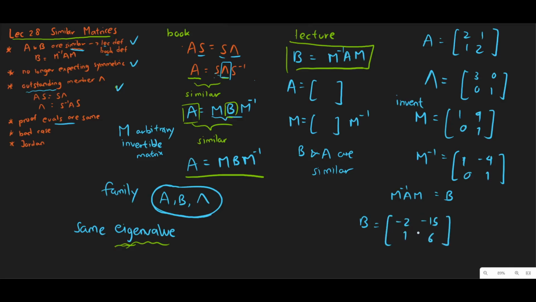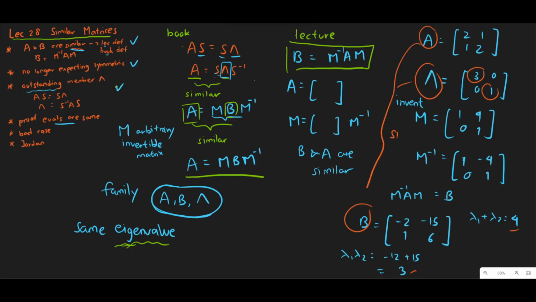And a quick check of the eigenvalues of B is that the product of the eigenvalues is minus 12 plus 15, which is 3. Okay, and then the trace, the sum of eigenvalues, is 4. So this is also the same thing. We start with the eigenvalues of 3 and 1. The sum of them is 4, and the product of them is 3. So this matrix B, A and our lambda are similar. They are all similar. Okay, good.